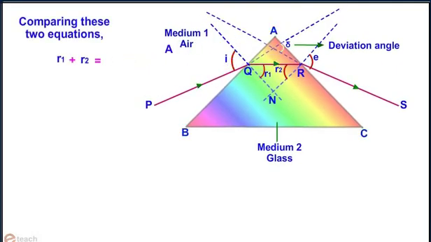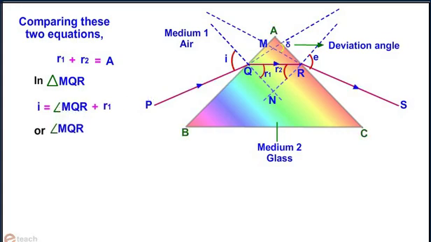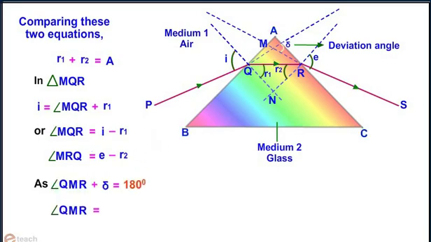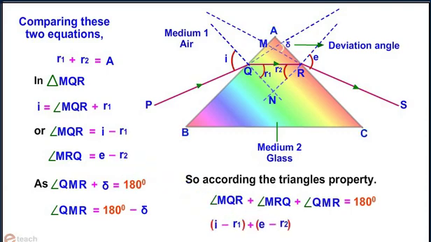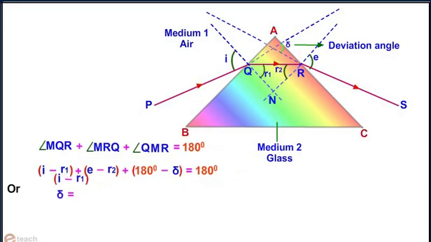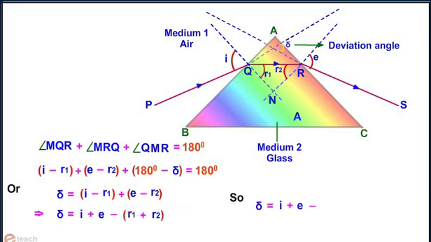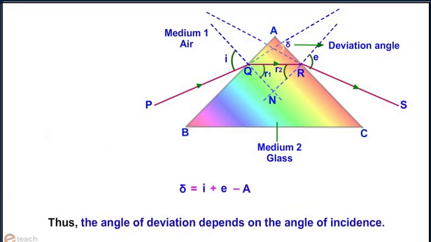Now, in triangle MQR, angle I equals angle MQR plus R1, or angle MQR can be written as I minus R1. Similarly, angle MRQ equals E minus R2. As angle QMR plus delta equals 180 degrees, we can write angle QMR as 180 degrees minus delta. So, according to the triangle's property, angle MQR plus angle MRQ plus angle QMR equals 180 degrees. This implies I minus R1 plus E minus R2 plus 180 degrees minus delta equals 180 degrees, or delta equals I minus R1 plus E minus R2. So, delta equals I plus E minus A. Thus, the angle of deviation depends on the angle of incidence.